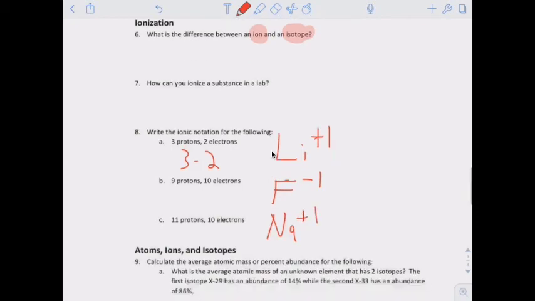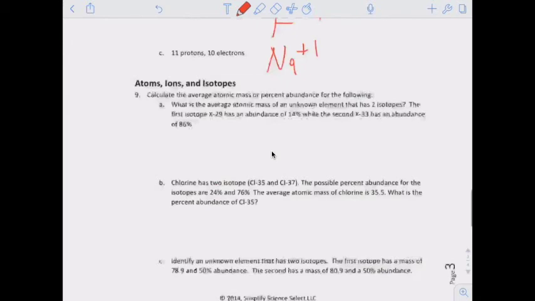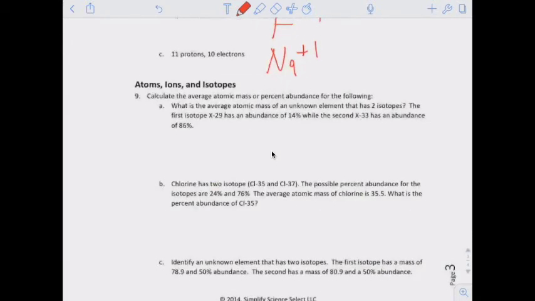On our next one, it says calculate the average atomic mass or percent abundance of the following. What is the average atomic mass of an unknown element that has 2 isotopes? The first isotope is X29, it's just made up. It has an abundance of 14%, while the second is X33. It has an abundance of 86%.